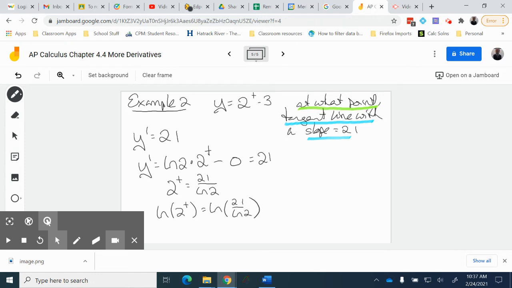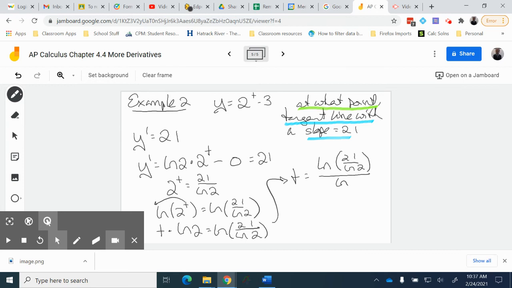And the t comes out front, and we get t times the natural log of 2 is equal to the natural log of 21 over natural log 2. And that tells us that t is equal to the natural log of 21 over natural log of 2, all divided by the natural log of 2. Now, you could fiddle with that and do change of bases, but honestly, it's really not worth the effort. Type that into your calculator, and what you get is that t is approximately 4.921.